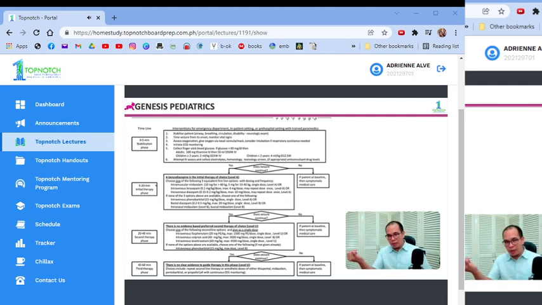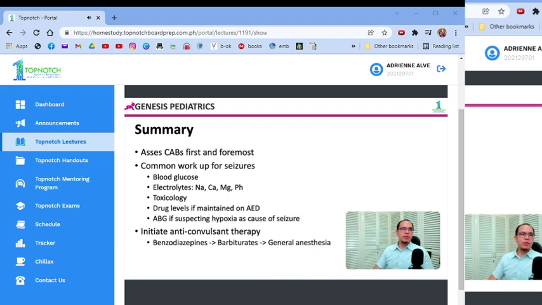So, basically, it's benzodiazepine. Pag na-maximize mo na yung benzodiazepine, hindi pa rin tumitigil yung seizure, okay? We give our barbiturates. Pag na-maximize mo na yung barbiturates, hindi pa rin tumitigil, we proceed to our general anesthesia. Okay? So, yan. So, choose one. Alright. Okay. So, yan. So, summary of those guidelines, nasabi natin yan, CABs, first and foremost, very important.